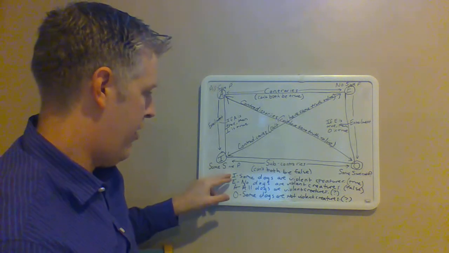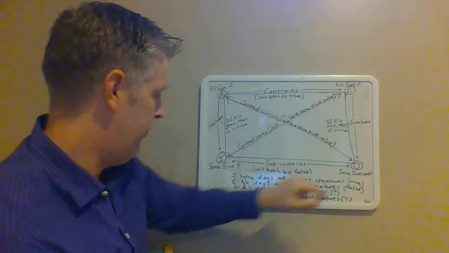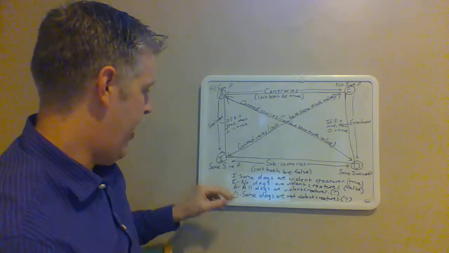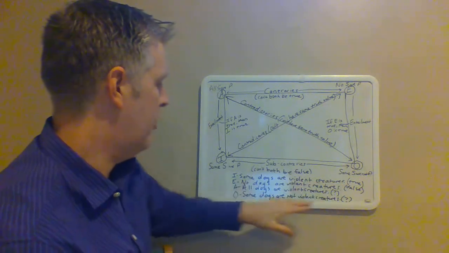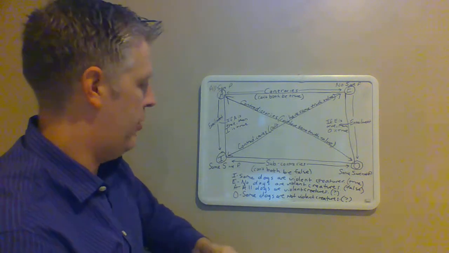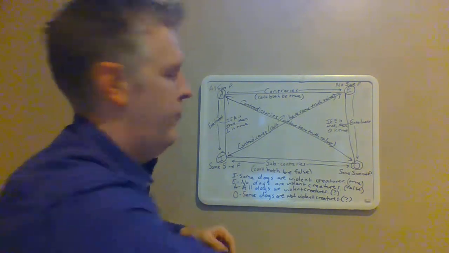So if we start off knowing that an I standard form claim is true, all we'll be able to deduce from that is that the corresponding E standard form claim will be false. We won't be able to determine the truth values of the corresponding A or O standard form claims.